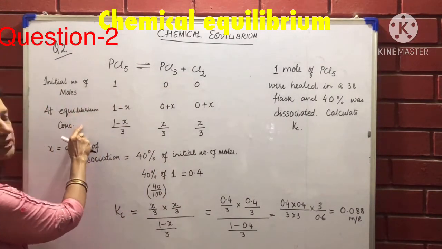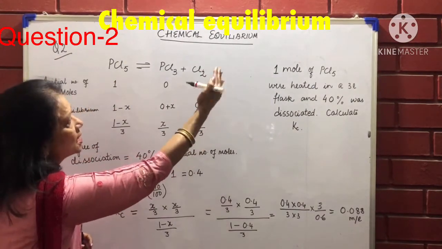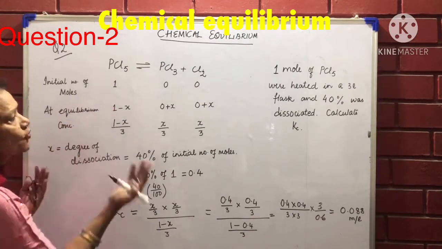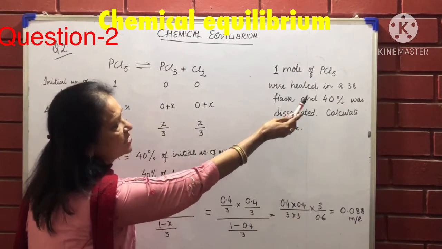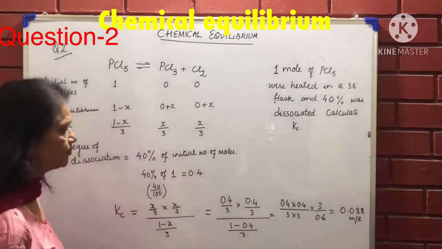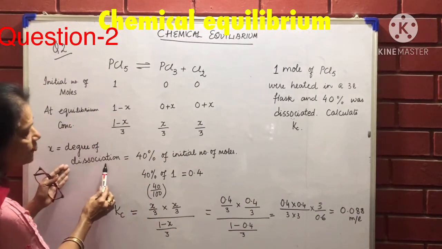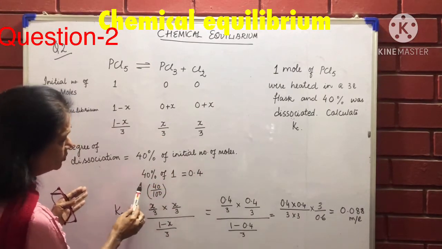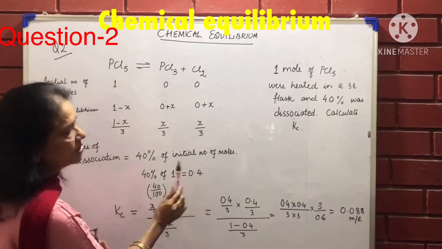Now when the equilibrium reached, that means some of the reactant changed into product and some of the product changed back into the reactant. So degree of dissociation, this is dissociated, means 40% of the initial amount changed into the product. So I'll say X is degree of dissociation, and degree of dissociation means 40% of the initial number of moles, and 40% of 1, which is initial, is 0.4.